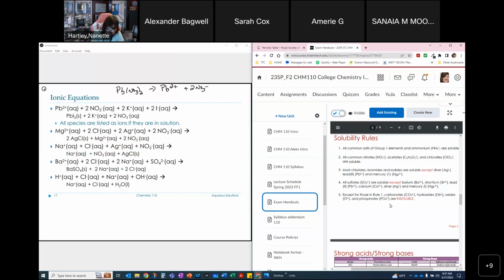Okay. Ba2+ plus 2 Cl− goes to, plus 2 Na+ and the SO4 2−, gives me that BaSO4 plus 2 Na+ plus 2 Cl−. And HCl, H+ Cl− plus the Na+ and the OH− gives me an Na+ and a Cl− and H2O as a liquid. Okay. So those are my ionic equations. They're longer. It takes more space to write all of that out, but those are our ionic equations.